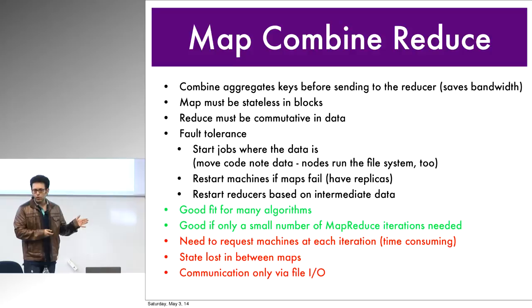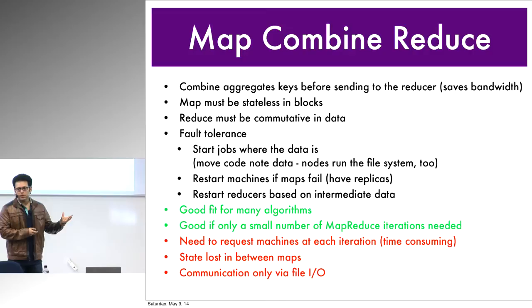Okay? Another thing about MapReduce is that there is no state information between iterations. So if you have the state of your Gibbs sampler, for example, and you finish one MapReduce, when you start the next MapReduce, you have to start from scratch. So you lose the state across iterations.